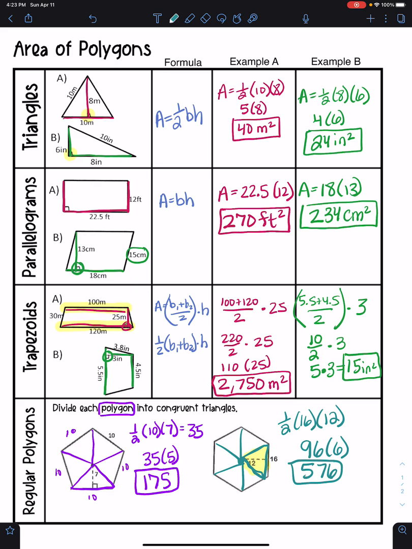So there's the area of triangles, parallelograms, trapezoids, and polygons.